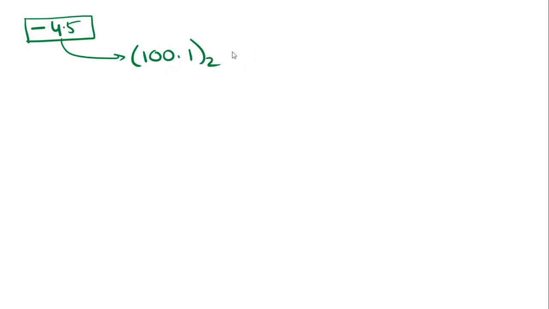Let's suppose now we want to represent minus 4.5. Step 1 will be the same, right? We will represent it as 100.1 in binary. Now since the sign here is minus, we will do ones complement. What do I mean by ones complement? First I will add the padding: 0, 1, 0, 0, 1, 0, 0.